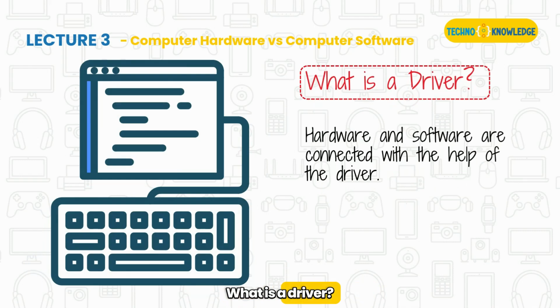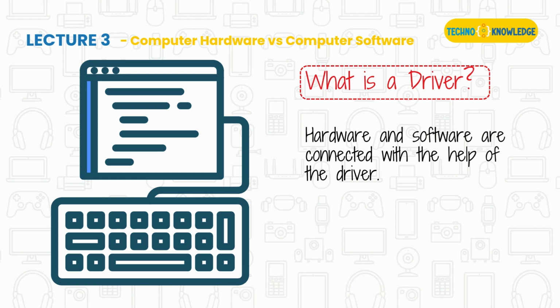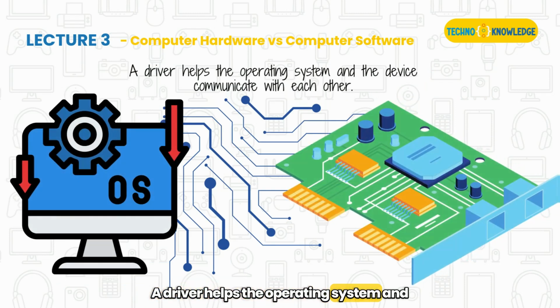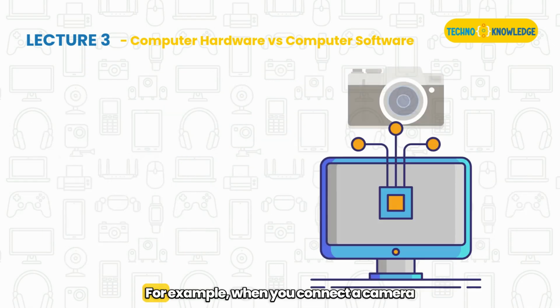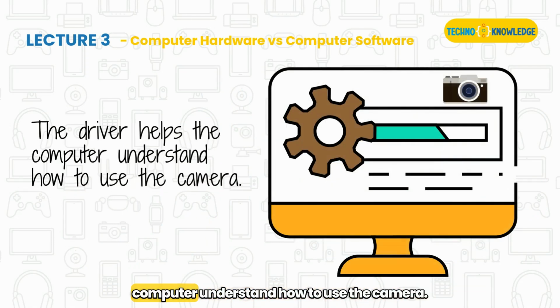What is a driver? Hardware and software are connected with the help of the driver. A driver helps the operating system and the device communicate with each other and makes sure the device works as it should. For example, when you connect a camera to your computer, the driver helps the computer understand how to use the camera.